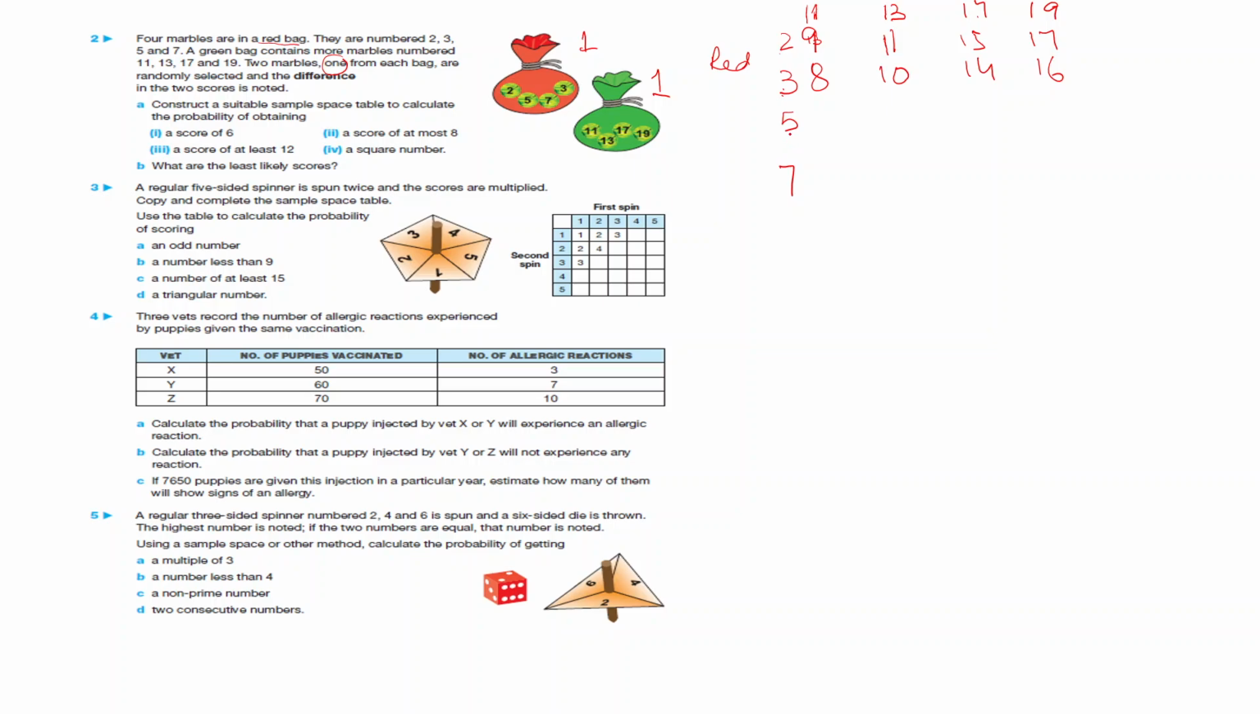And 11 minus 5 is 6. 13 minus 5 is 8. And 17 minus 5 is 11.